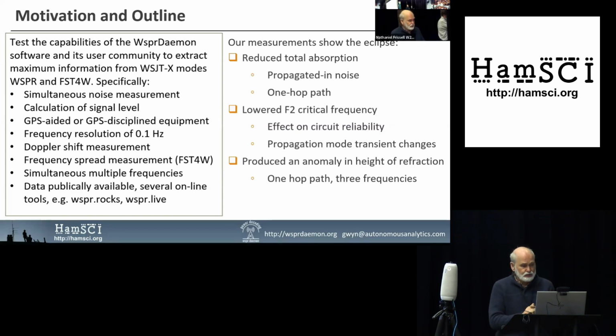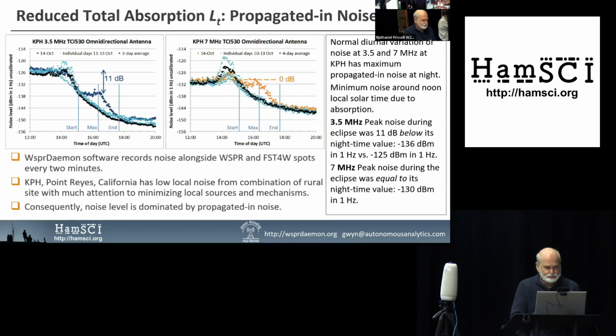And I'll show today how we've been able to look at reduced total absorption in propagated in noise and on one-hop paths, the effects of lowered F2 critical frequency on circuit reliability, and changes in propagation modes. We've heard of mode splitting earlier. And we also look at the anomaly in the height of refraction on a one-hop path using a WSPR sonde from Paul Elliott at 3 different frequencies. So let's start with reduced total absorption, and this results in an increase in propagated in noise.